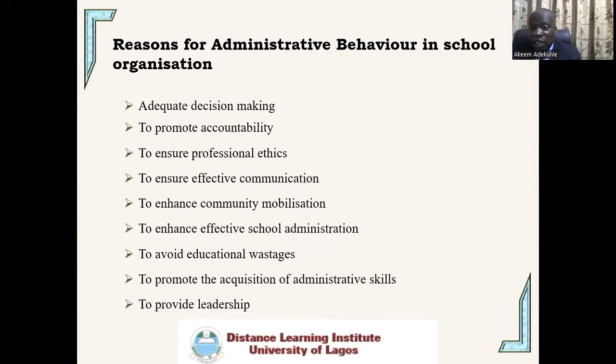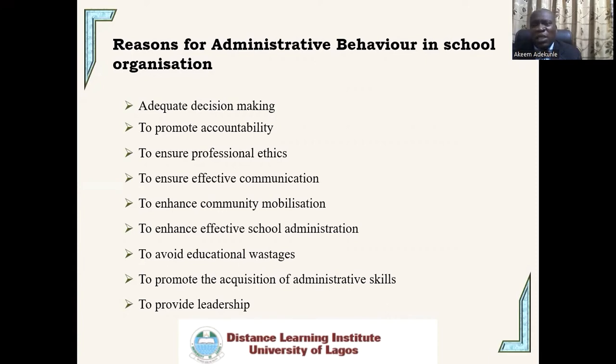Now, having discussed the theory of administrative behavior, let us now examine the reasons for administrative behavior in school organization. There are a lot of reasons for administrative behavior in school organizations. We have, for adequate decision making, administrative behavior is needed in the school organization in order to enhance effective decision making, because decision making is very central in any administrative process.